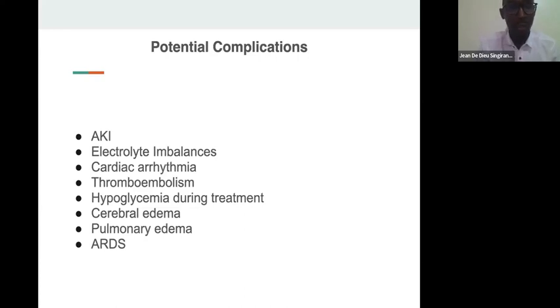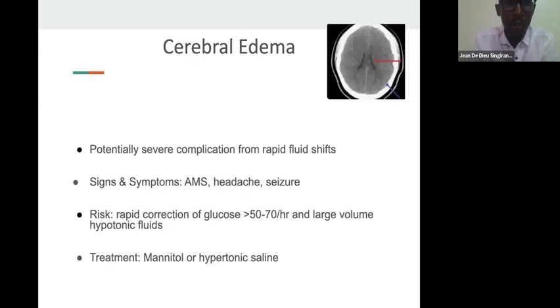Hypoglycemia during treatment. DKA and HHS management is a team effort. It is not a personal effort. By rushing to give insulin, you may end up having hypoglycemia, which is also a reversible cause of death. So we also need to think about it. Cerebral edema. There is a slide on cerebral edema, can you go to that slide?